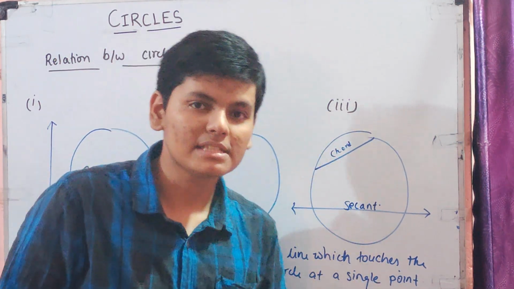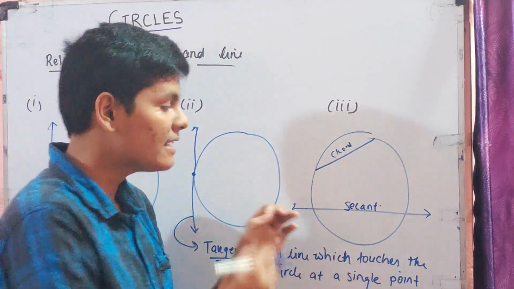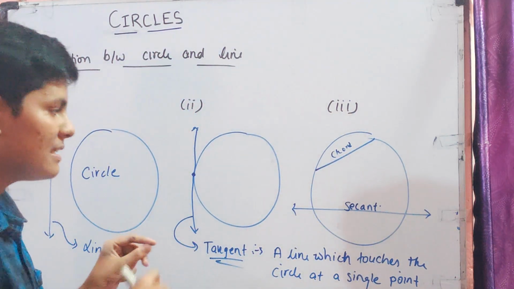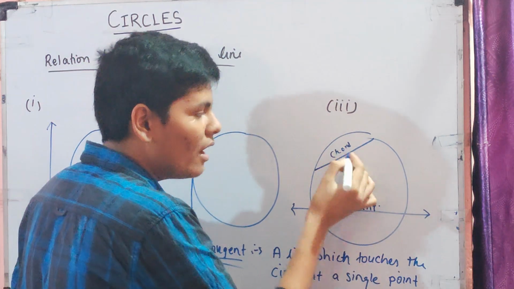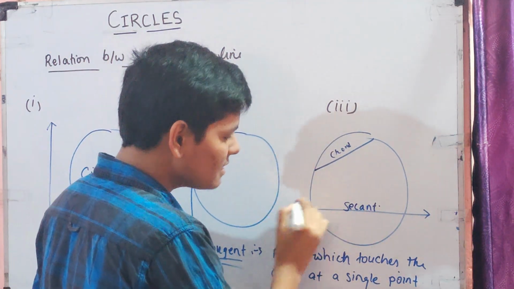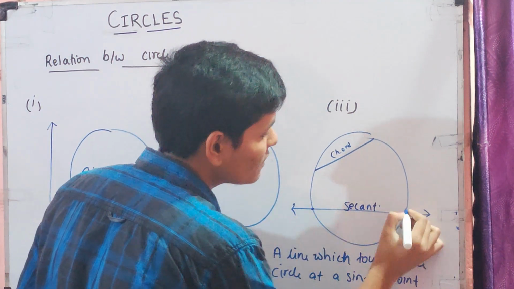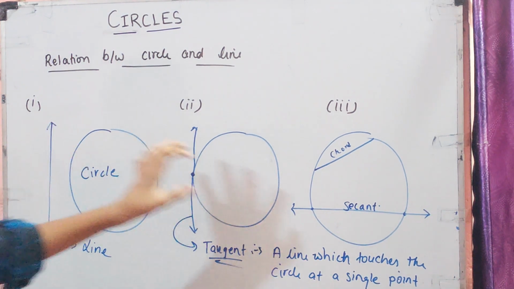The basic difference is that a chord is a line segment. A chord has ends and a secant does not have any end. The secant comes from a distant point and then it cuts the circle into two parts and it goes away. A chord just cuts the circle, but the secant cuts the circle into two halves and touches the circle at two different points. So hence these are the three relations between the circle and line.